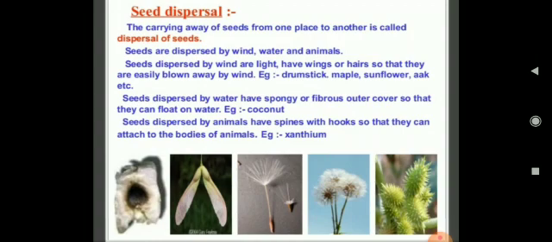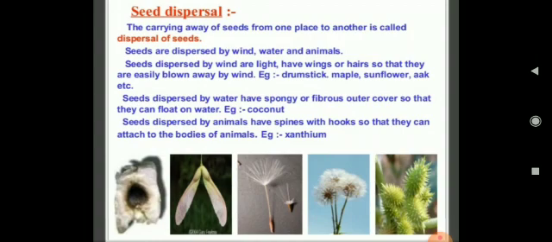Now, seeds dispersed by water. Some seeds, such as those of coconut, have a spongy and fibrous outer coat, which helps them to float in water and move to distant places. Seeds dispersed by animals: men and animals eat fruits and disperse the seeds. Birds also play an important role in the dispersal of seeds of edible fruits. Some other fruits, like cocklebur, have hooked tips that can attach to the fur or skin of grazing animals and are carried to far-off places.